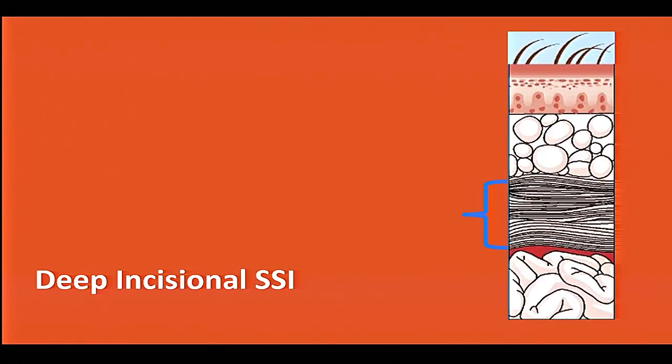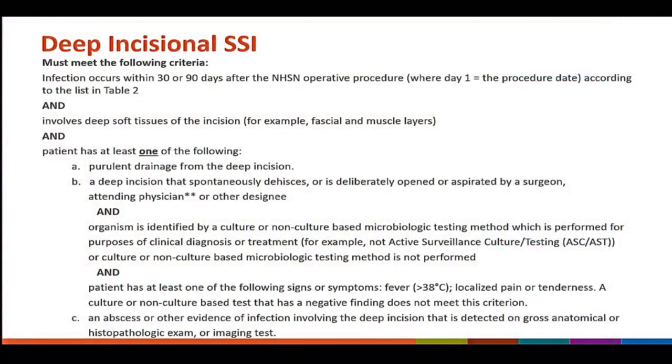Okay, so now let's get going and review deep incisional SSI. A deep incisional SSI can occur within 30 or 90 days from the NHSN operative procedure date, where day 1 is the procedure date. It involves the deep soft tissues of the incision, so for example, the fascial and muscle layers, and the patient has to meet at least one of the following. Purulent drainage from the deep incision, A. B has 3 parts, and for B you must meet all 3 parts.